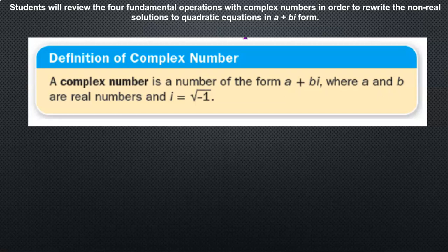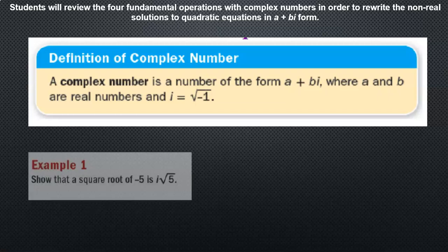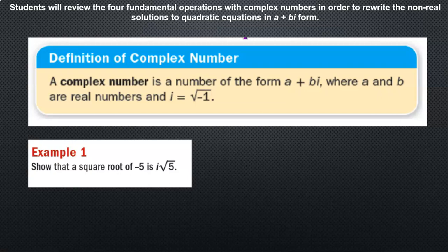So a complex number is a number of the form a plus bi, where a and b are real numbers, and I is the square root of -1. So for example, if we were supposed to show that the square root of -5 is I square roots of 5, we could do it two ways. One way is to take I square roots of 5 and square it, because we're showing this is the square root. So when we square this, we should get -5. Well, I square roots of 5 squared is I squared times 5. I squared is -1 times 5, which is -5.